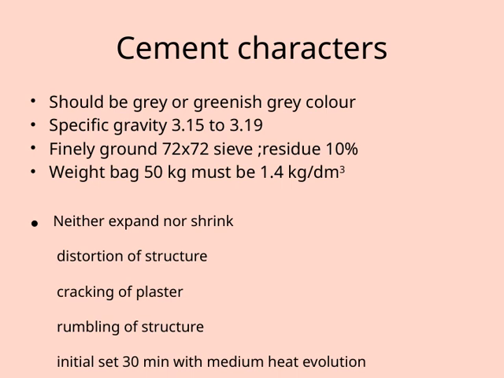Now, moving on to the structural behavior of cement. Ideally, it neither expands nor shrinks significantly, which helps prevent structural distortions. Excessive expansion or shrinkage can lead to problems like cracking of plaster or even crumbling of the structure over time. Regarding setting time, initial set occurs roughly around 30 minutes under medium heat conditions. This indicates how quickly the cement begins to harden after mixing.